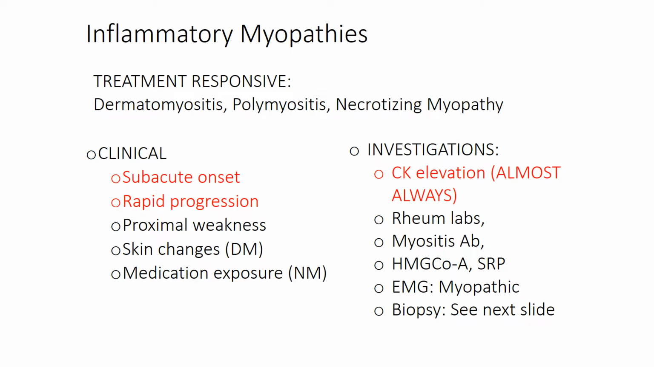So we define inflammatory myopathies between treatment responsive and treatment unresponsive. What we're really talking about are dermato-, poly-, and necrotizing myopathy as the treatment responsive, and inclusion body myopathy as not treatment responsive. And hopefully one day that won't be the case, but for the time being, that's how we divide them. In dermato-, poly-, and necrotizing myopathy, there's usually a subacute onset with fairly rapid progression. The weakness pattern is usually proximal. In dermatomyositis, obviously you expect certain skin changes.